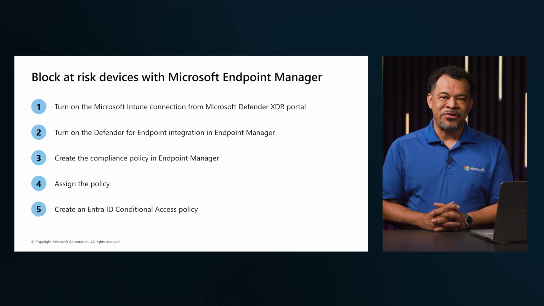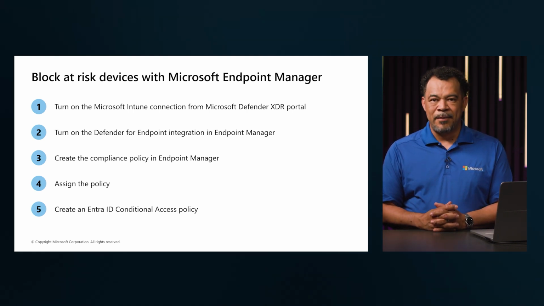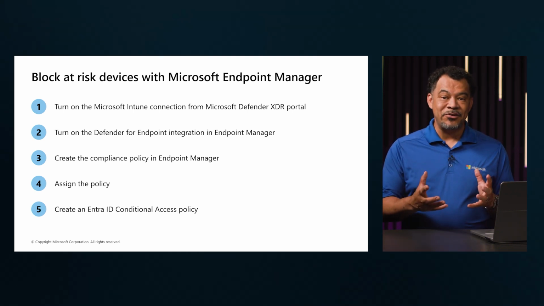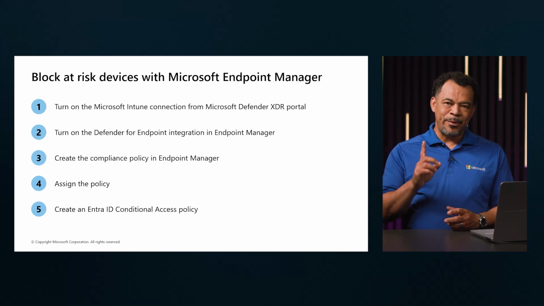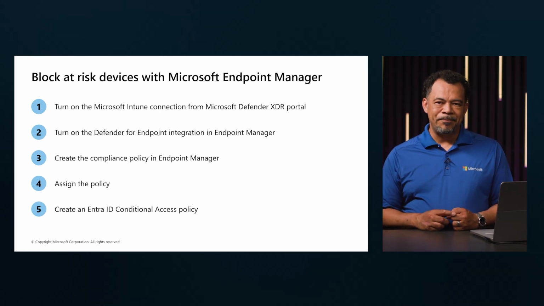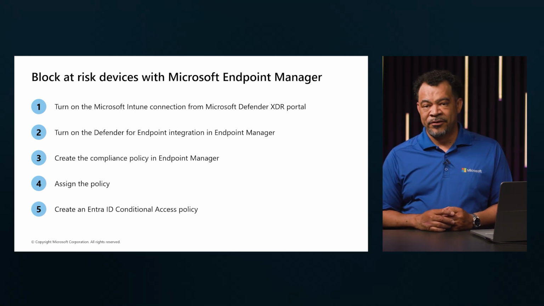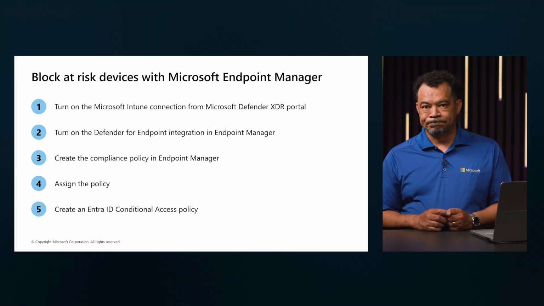This walks us through the steps to block at-risk devices using Microsoft Endpoint Manager. And it's a great example of how Defender XDR and Intune work together to enforce security. So here we have step 1. In step 1, what we do is we enable the Intune connection from Defender XDR portal. This allows the two platforms to communicate.